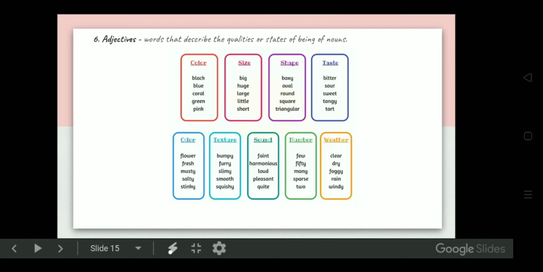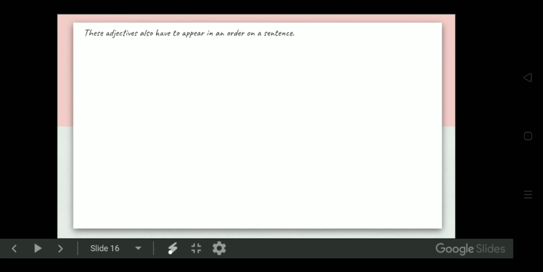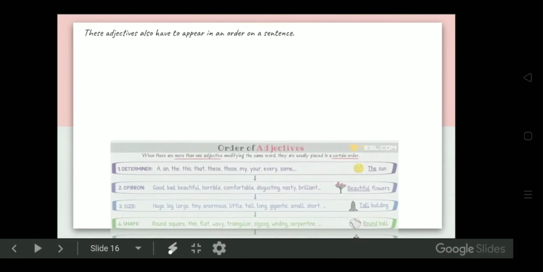Those are adjectives. Okay. And of course, the rule of adjectives that you need to keep in mind is that they have to appear in an order. Okay, for those who were in my class before, you know that we learned about the royal order of the adjectives. So what is this order?